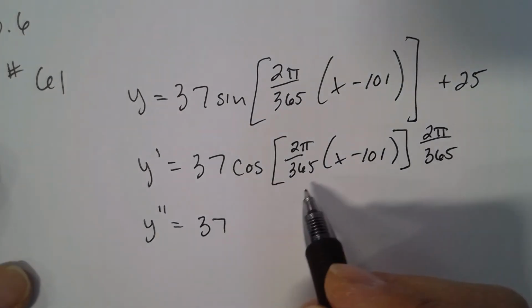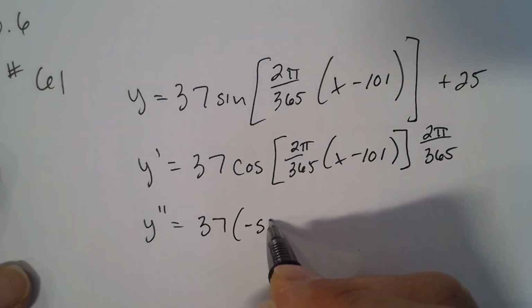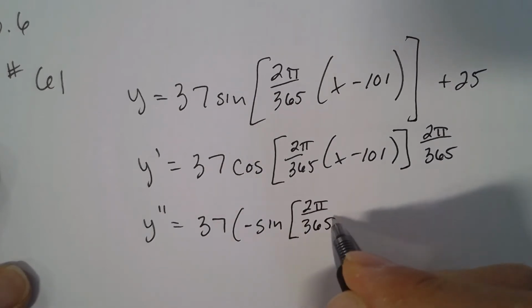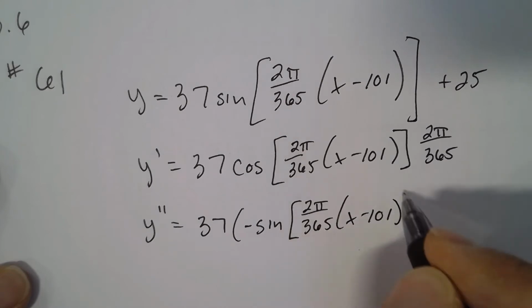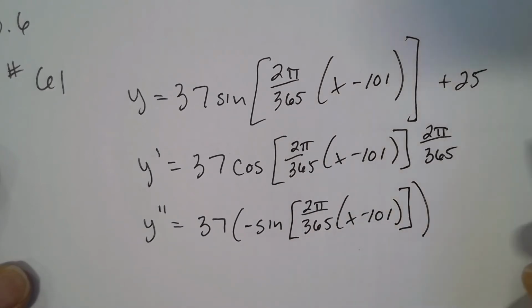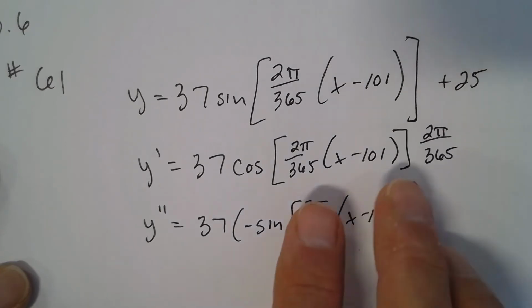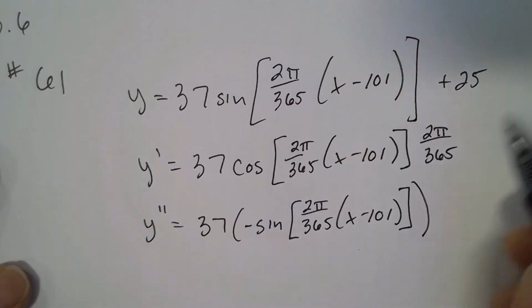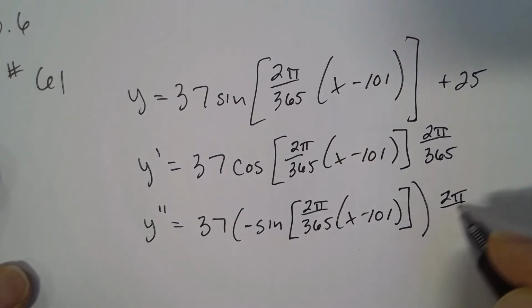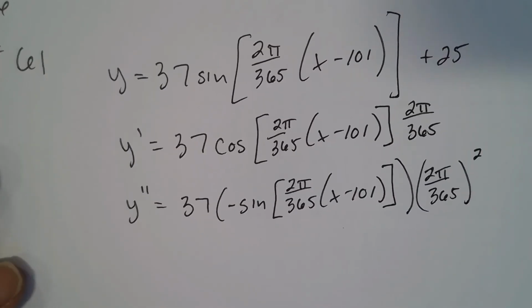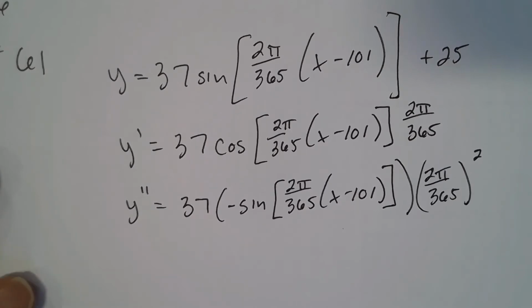So 37, the derivative of cosine is negative sine. So negative sine of u times the derivative of the inside, which again is 2 pi over 365. So now we're squaring it, and we want to find when that's 0. So this is just a constant, that's a constant.